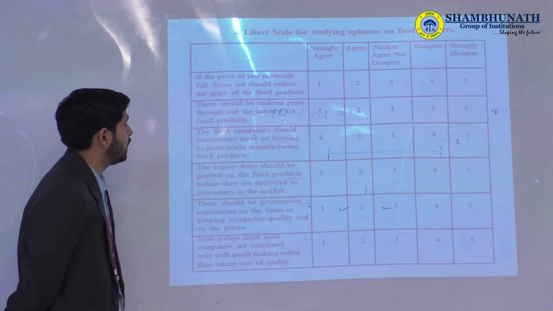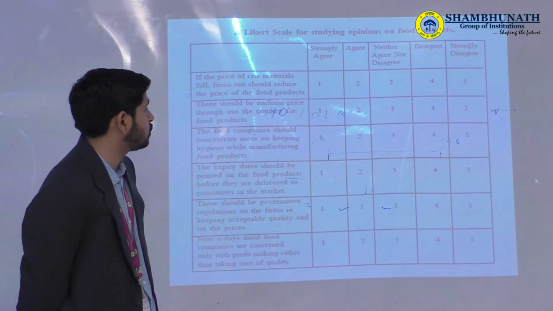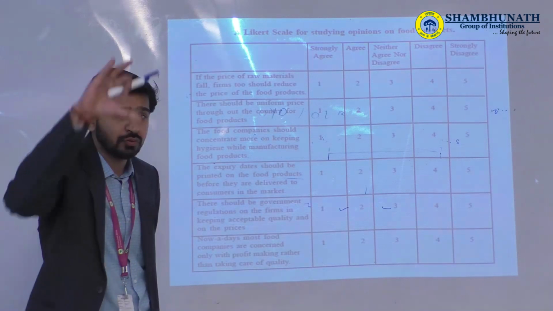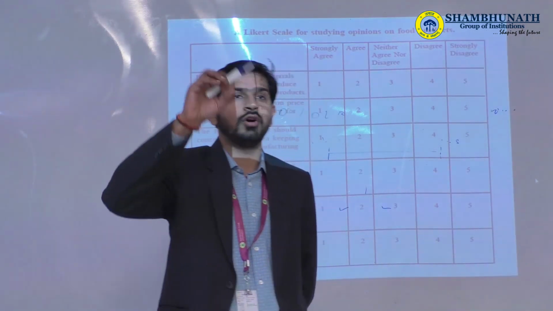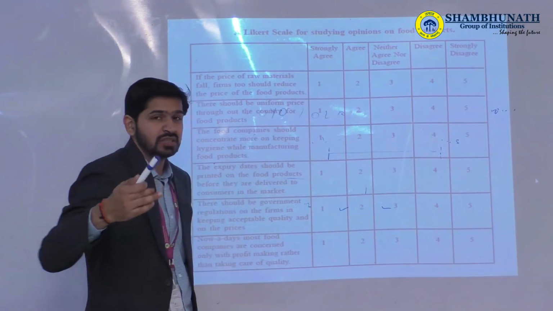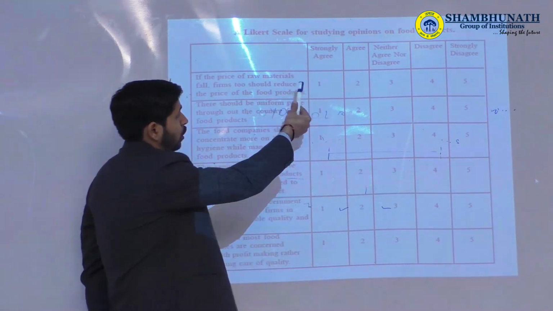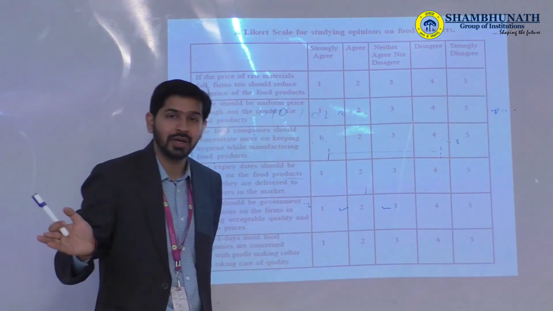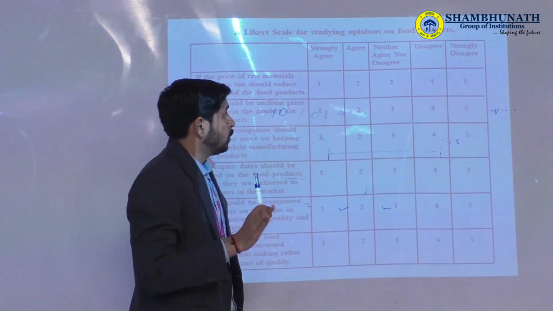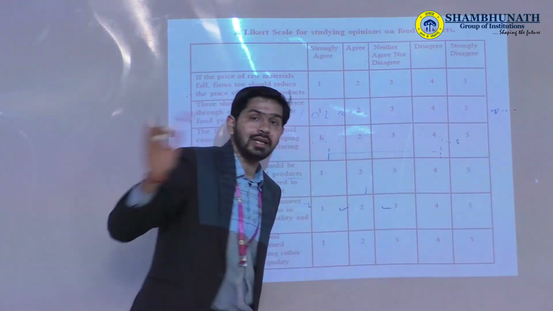So if the price of raw material falls, should firms reduce the price of the food products? So what is the question? If the price of raw material falls, it means the price of raw material declines. Firms means the company, and firms should reduce the price of the food products. So you strongly agree with this statement or you only agree with this statement. Some of you say you cannot decide to give the answer. It means this one, neither agree nor disagree.